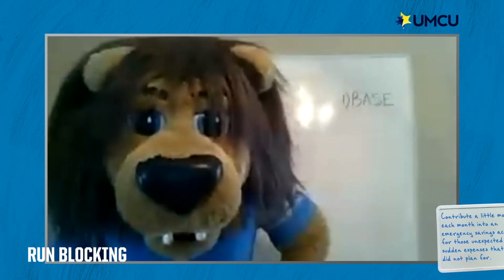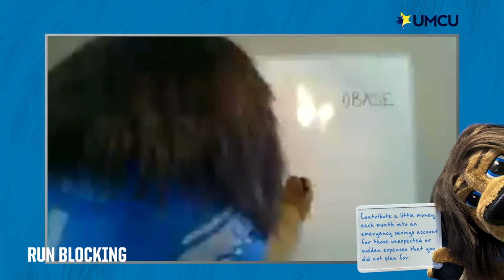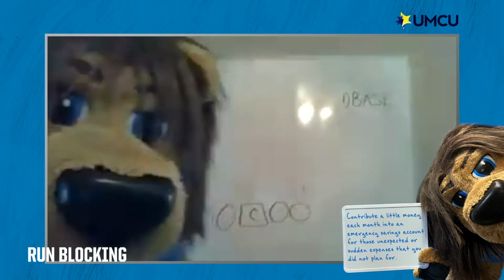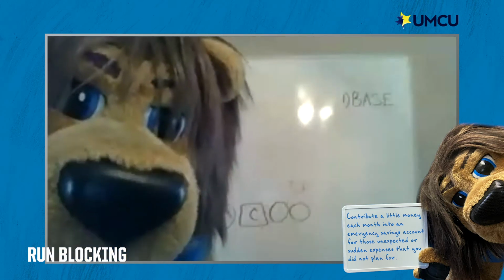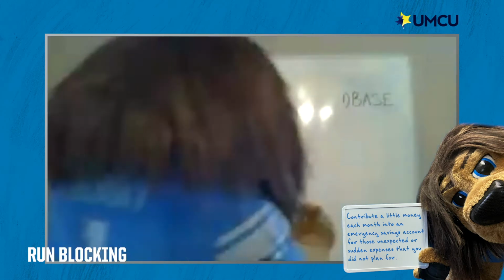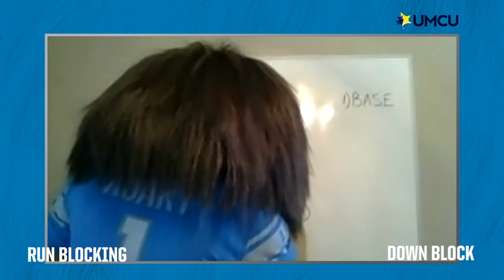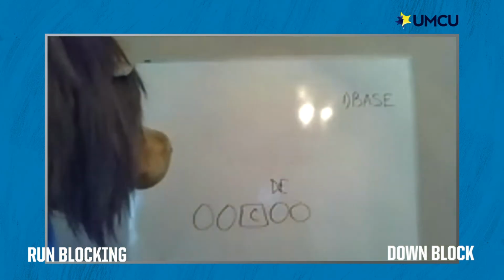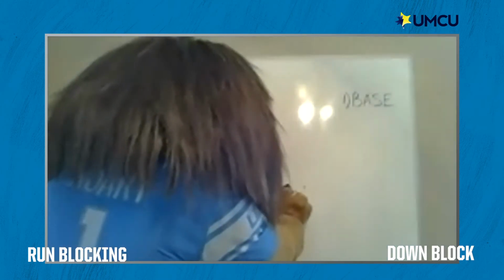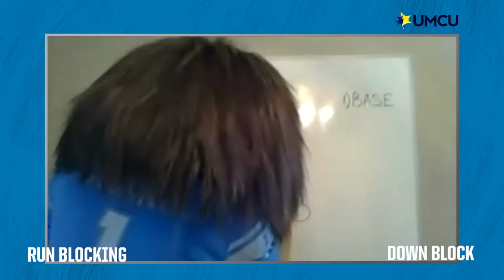Now, Roary, the next block we want to talk about is a down block. Say you're still playing right tackle and you got somebody that's lined up over your right guard. Maybe it's a defensive tackle, maybe it's what we call a 3-tech, or maybe that defensive end pinches down.